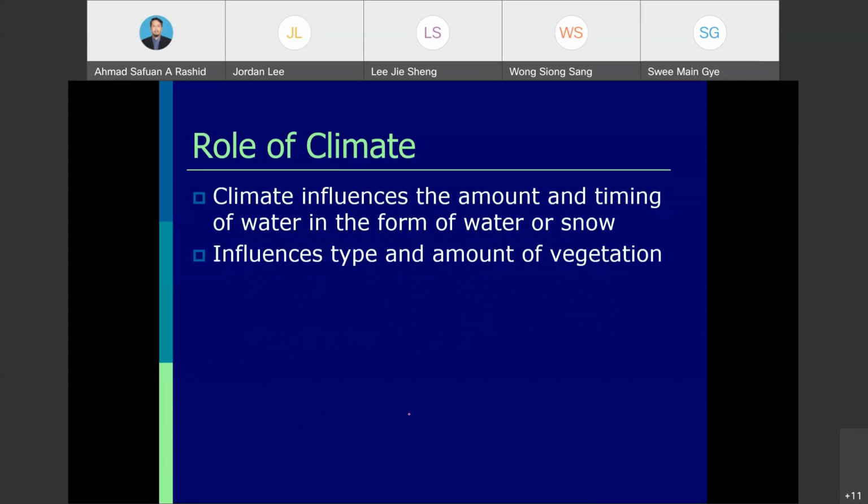Okay, so climate influences the amount and the timing of water, in the form of rain or snow, and also influences the type and amount of vegetation. Okay, so it depends on which area the slope is located. Okay. So for example, for Malaysia, we are more concerned about the rainfall, high rainfall intensity.